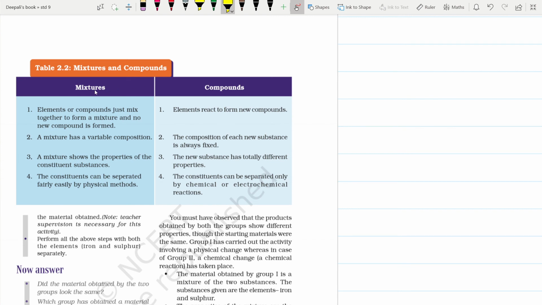Now let us see the difference between mixtures and compounds. A mixture can be of elements or compounds just mixed together, and no new compound is formed. Elements react or undergo chemical reactions or chemical change to form new compounds. A mixture has a variable composition. The composition of each new substance is always fixed. A mixture shows the properties of its constituent substances. The new substance has totally different properties. The constituents of a mixture can be separated fairly easily by physical methods, and the constituents of a compound can be separated only by chemical or electrochemical reactions. So, this is the main difference between mixture and compound.